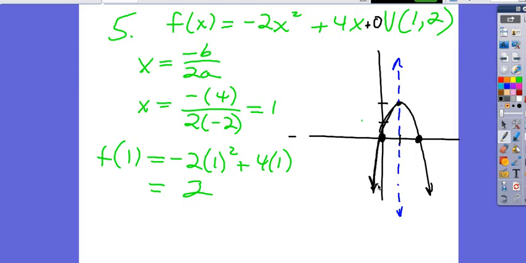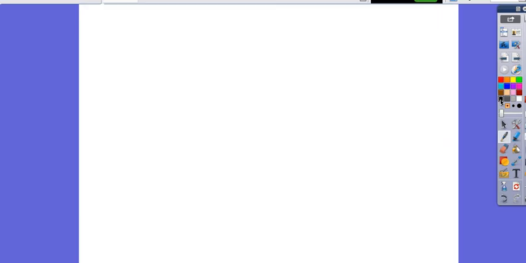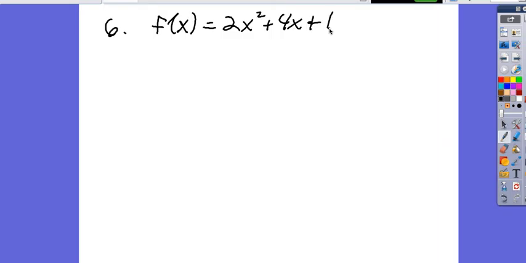Alright, let's look at number 6. Alright, number 6. f of x equals 2x squared plus 4x plus 1. Alright, so today we're going to be talking about graphing from vertex form. We've already talked about graphing from standard form. So let's take a look.